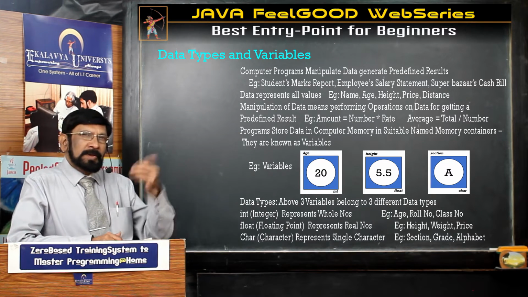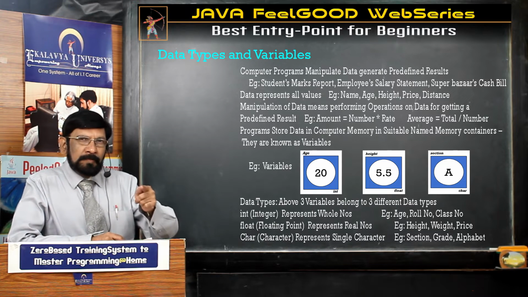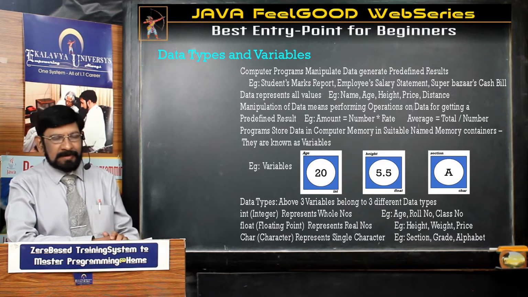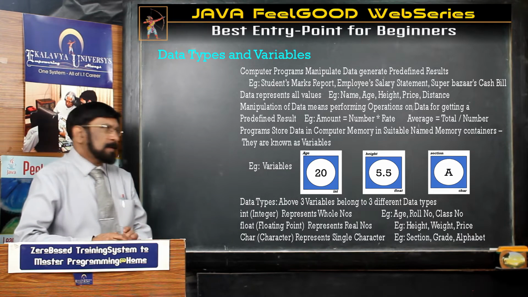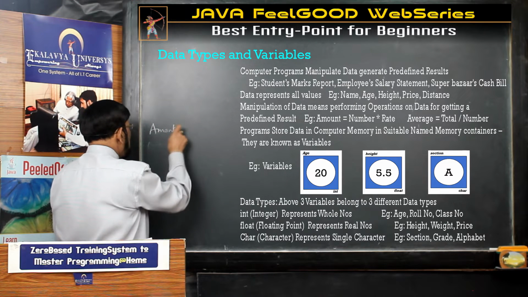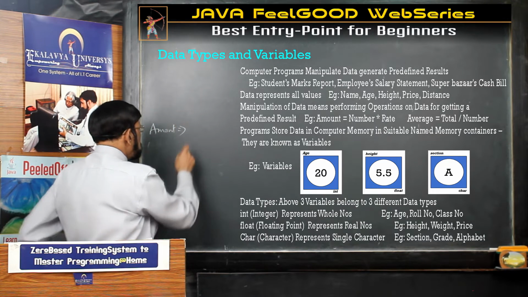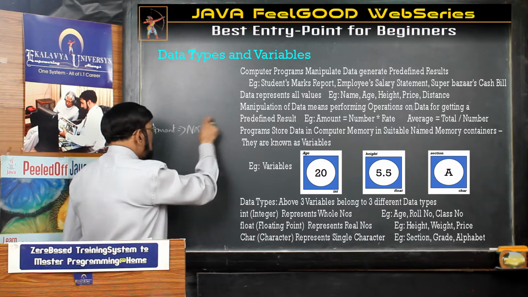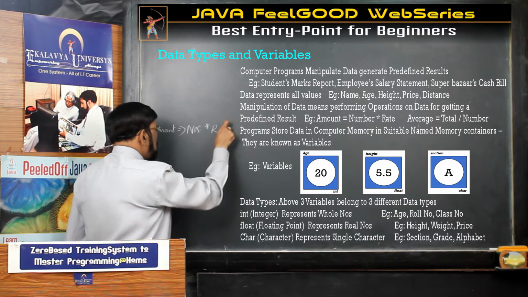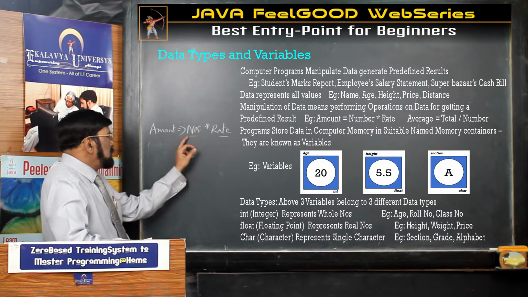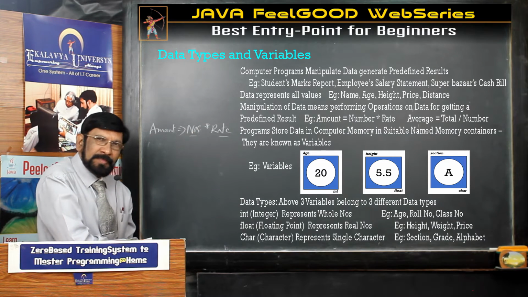And how do we get a result? By manipulating data, we get a result. Just for example, say you want to calculate an amount. For that, what do you do? Numbers into rate. Rate is a data item, numbers is another data item. By multiplying them, you get the amount.